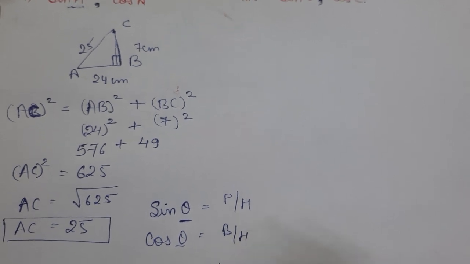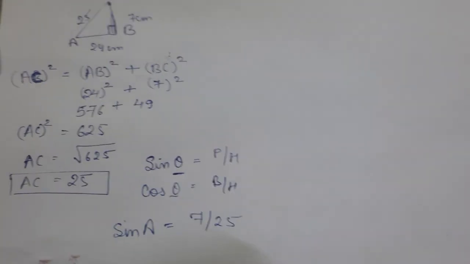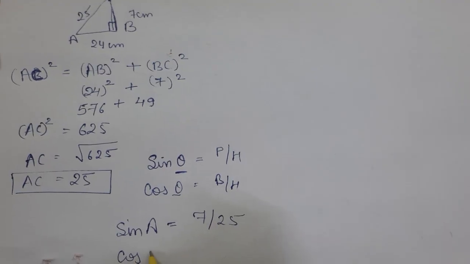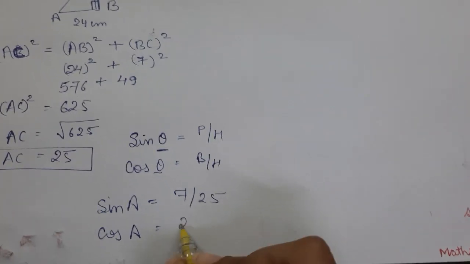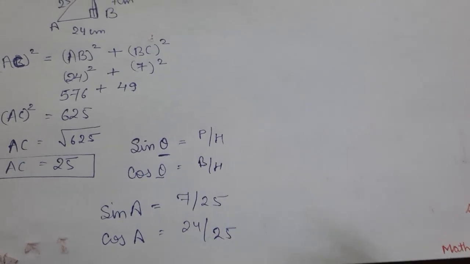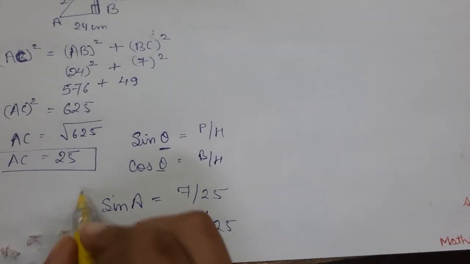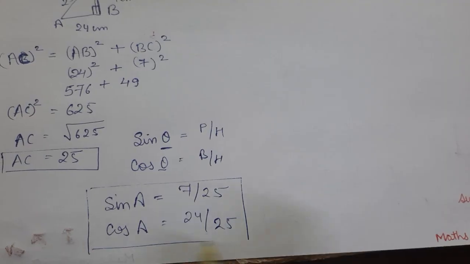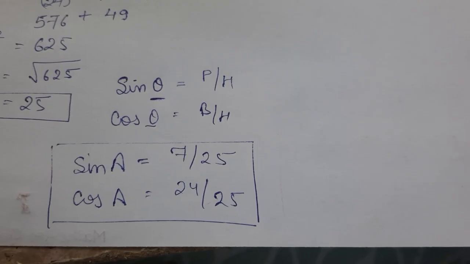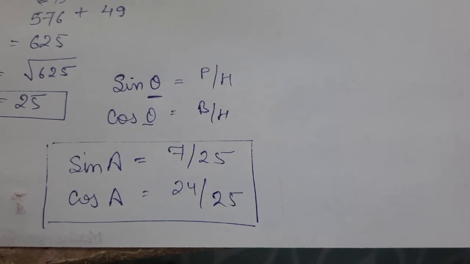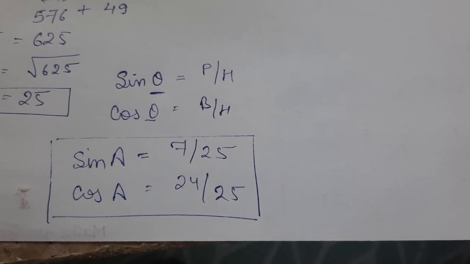For sine A, we have already taken the adjacent angle as A, so it is perpendicular upon hypotenuse, 7 by 25. You can see it. And for cos A, it is base upon hypotenuse, so the base is 24 and the hypotenuse is 25. So we have solved the first part: sine A as 7 by 25, cos A as 24 by 25.